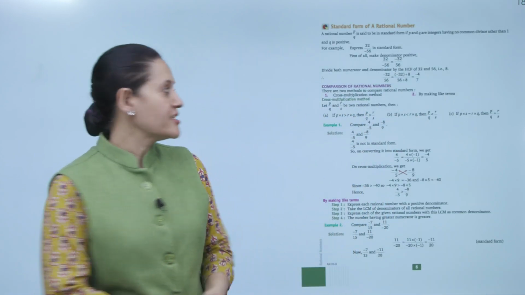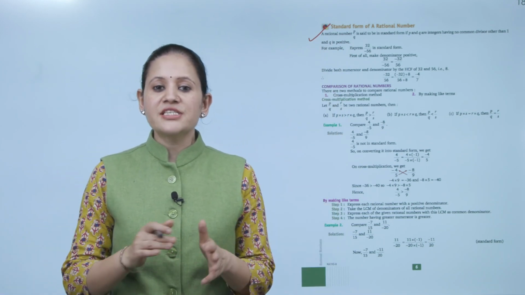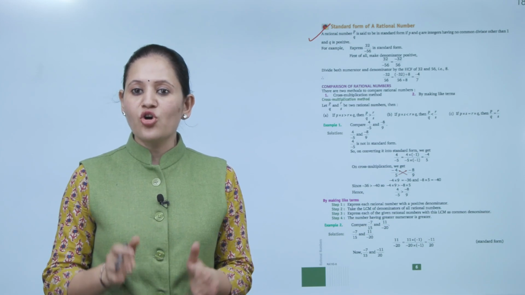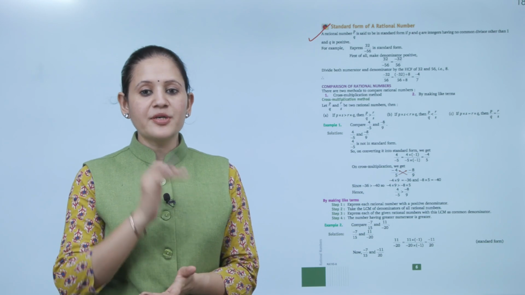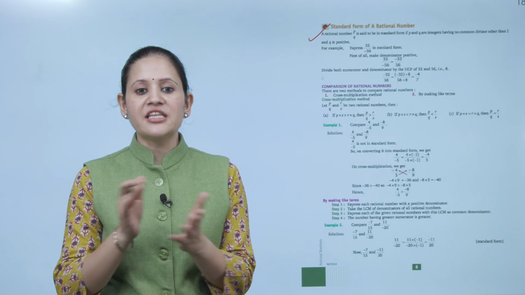Standard form of a rational number. A rational number p by q is said to be in the standard form if p and q are integers having no common divisor other than 1, and q is positive. If the denominator is positive and p and q have no common factor other than 1, then they are in standard form.